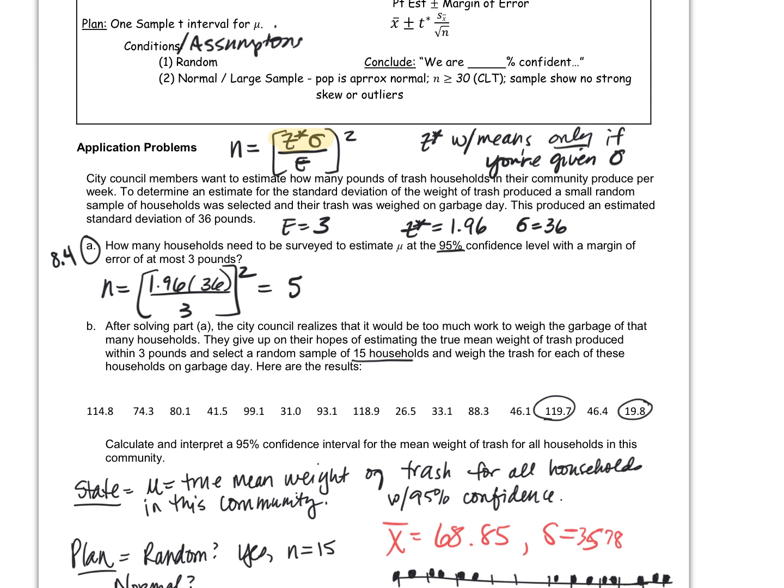Did you guys get 553.19? So that would round up to 554 households we'd have to check. Nobody wants to measure that many people's trash. For real? For real. Okay. So when you run across a sample size question, it's just identifying which scenario is it, proportions or means, and using said formula. Okay? Let's do this.